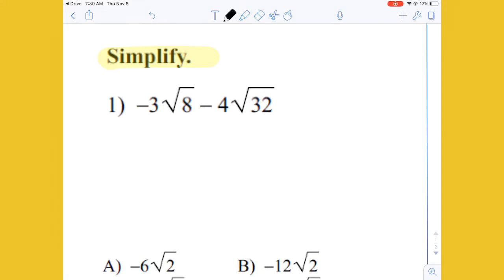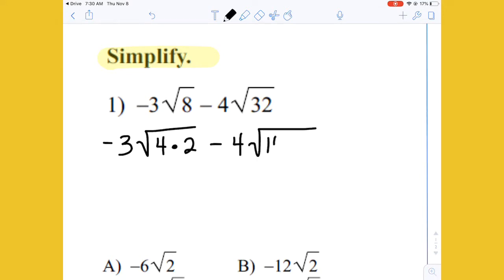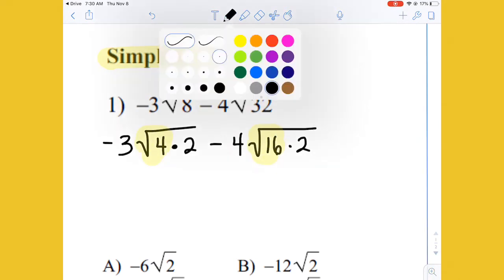All right, let's look at question 1. We need to simplify this expression here. So what we're going to do is see if we can take some perfect square roots out of 8. I know I can break that up into 4 times 2 under the radical. And on the other guy here, I can do 16 times 2. And now let's actually take the square root of these.